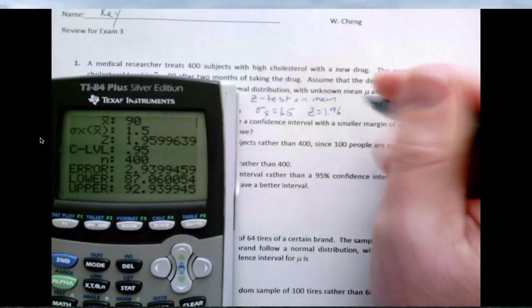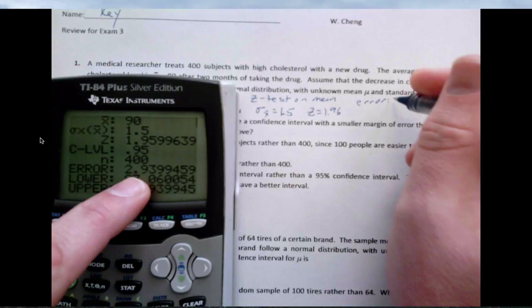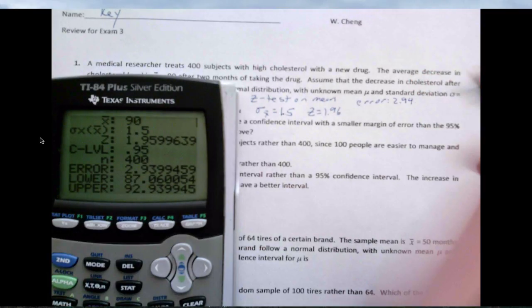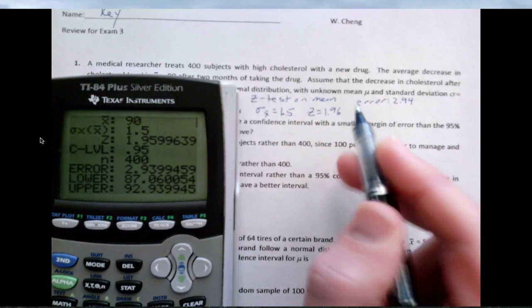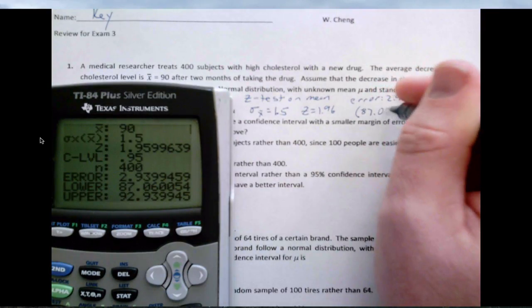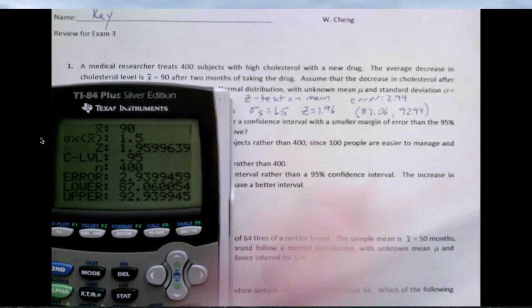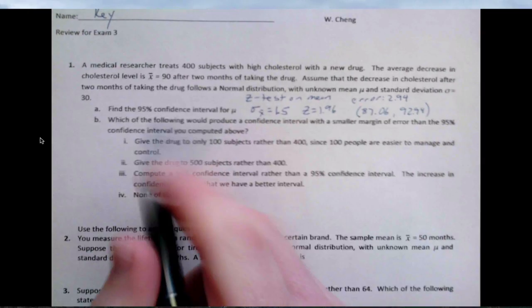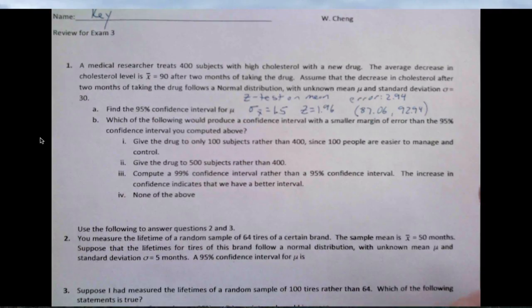I also need to describe the error, which is the multiplication of these two values, and that gives me 2.94. That's what we add and subtract from the mean of 90. That gave me an interval of 87.06 to 92.94. So we would say in language, we are 95% confident that the true mean change in cholesterol is captured by the interval from 87 to 93.